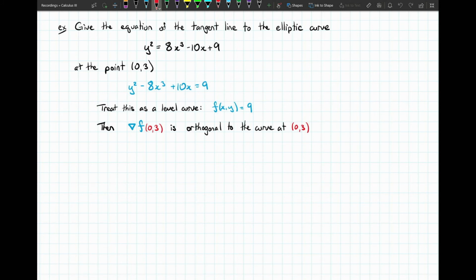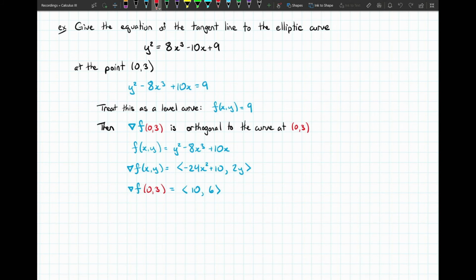And a gradient vector is pretty easy to calculate. We just have the function y squared minus 8x cubed plus 10x. So our gradient of f is just going to be negative 24x squared by the power rule plus 10. And then our y component will just be 2y. That's super quick to calculate. And now we can just plug in the point (0, 3). That gives us the vector (10, 6).